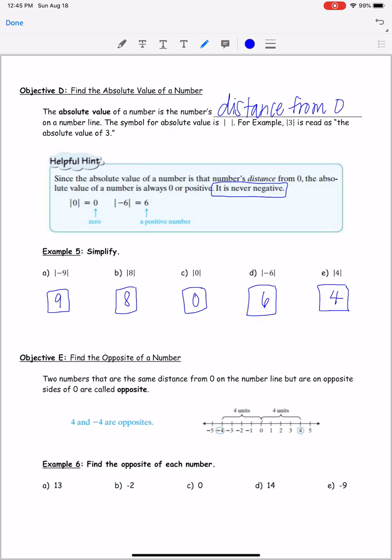Example 6, find the opposite of each number. The opposite of a positive 13, remember if you see no sign in front, that is known to be a positive 13, would be a negative 13. Opposite of -2 would then be a positive 2. Opposite of 0, remember 0 is the only one here that's neutral. It's not positive, it's not negative. So the opposite of 0 is 0. It's the only one that will repeat itself. The opposite of 14 is -14. And the opposite of -9 is a positive 9.